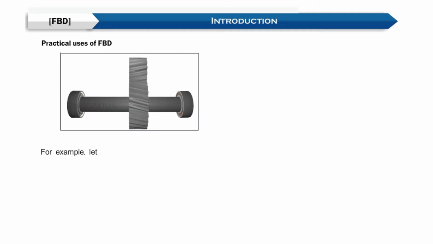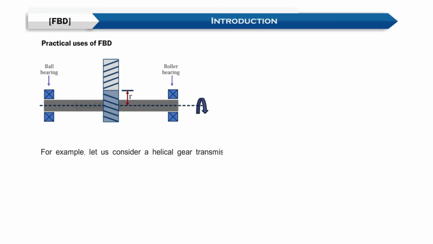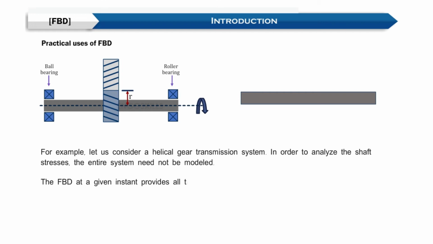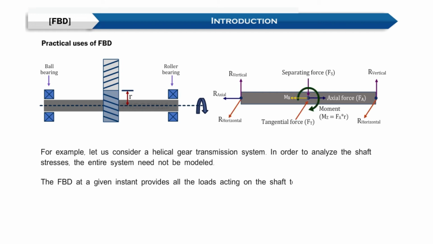For example, let us consider a helical gear transmission system. In order to analyze the shaft stresses, the entire system need not be modeled. The free body diagram at a given instant provides all the loads acting on the shaft to carry the stress analysis. This leads to a significant amount of computational saving.